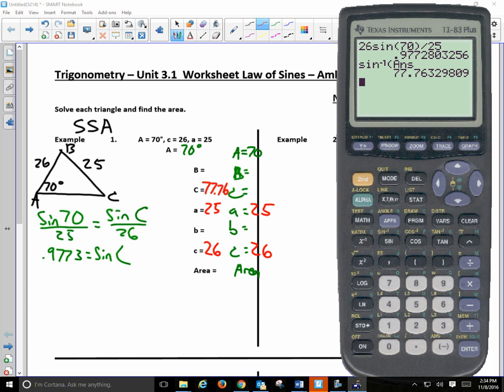Is that acute or obtuse? 77.76 is less than 90, so therefore it is acute. So how do I find the obtuse one? 180 minus that angle. And I get 102.24.